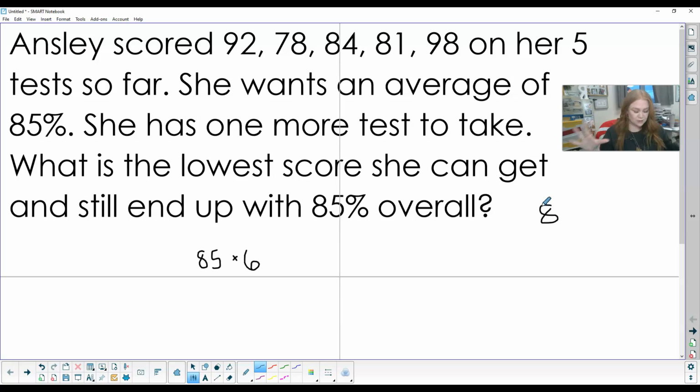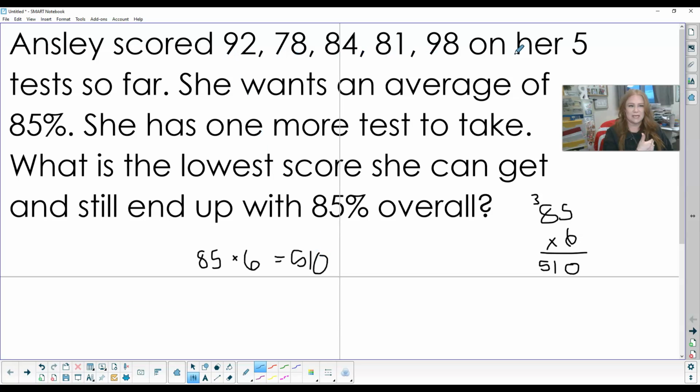So I'm going to see what the total of her test scores would be if she had 85 points on every test, and see how I can balance out her test scores. I'm going to start with 85 times 6. So there is 510. In total, she needs 510 points.